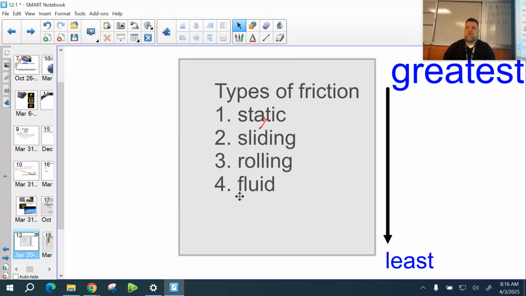Now, friction, I don't know if we pointed this out, but friction is a force. That's why we're mentioning it in forces. Does that make sense? That's why we're talking about it in our force section. Does everybody have this written down?